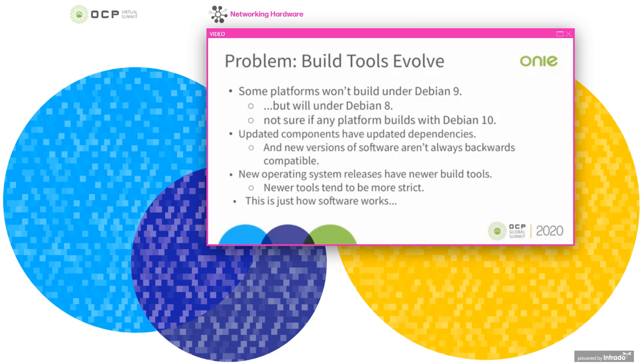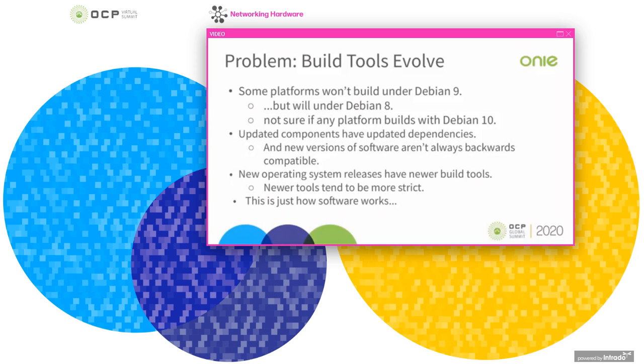And that problem is that build tools evolve. Some platforms don't build under Debian 9, but will under Debian 8 build environments, with the versions of the compilers that are inherent in those releases. I'm not sure if any platform builds with Debian 10. I haven't really gotten around to trying that.